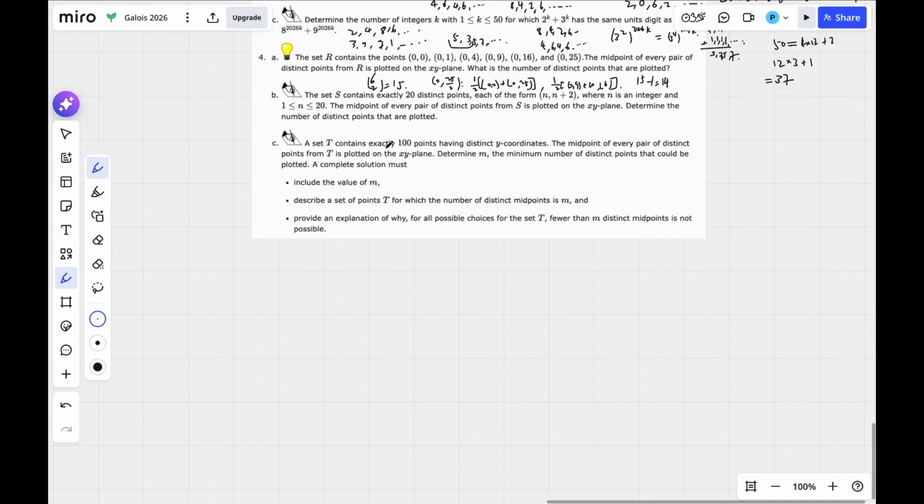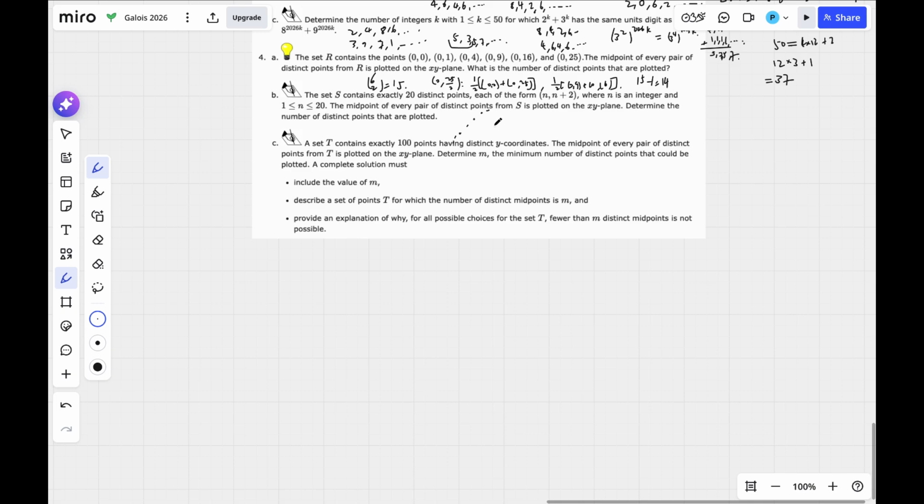Now for B, the set S contains exactly 20 distinct points, each of the form (n, n plus 2), where n is an integer, and 1 is less than or equal to n less than or equal to 20. The midpoint of every pair of distinct points from S is plotted on the xy plane. Determine the number of distinct points that are plotted. So, since they're of the form (n, n plus 2), we know that they form a straight line and the points are evenly spaced along this diagonal.